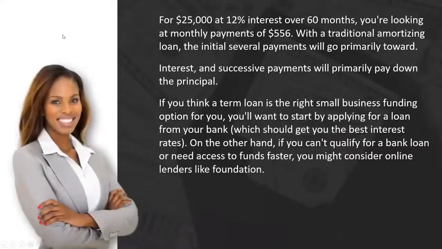Going back to what we just stated, for $25,000 at 12% interest over 60 months, you're looking at paying $556. With a traditional amortization period, the initial payments will primarily go toward interest. What we mean by that is, when you have a loan amortization table, the balance gradually decreases with the payments. In the first payments over those 60 months, the majority of the money goes towards interest. As you get further into the loan, from the middle to the end, the majority of those payments go towards decreasing the principal amount, or the $25,000.